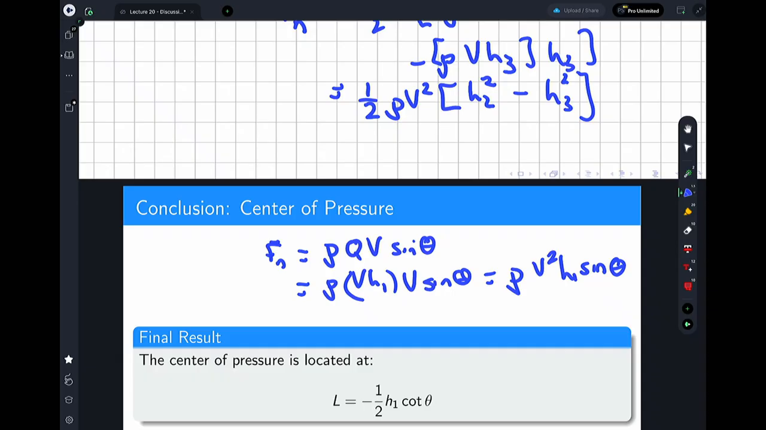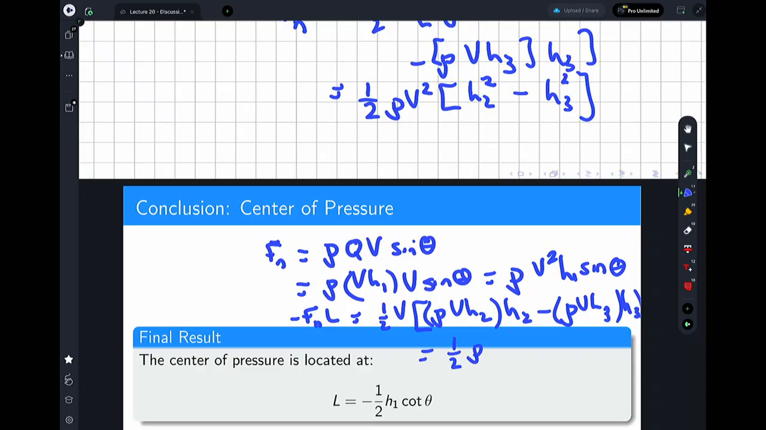So if you have that and you have the other term, you can say Fn L is equal to 1/2 v rho v h2 minus rho v h3, which equals 1/2 rho v squared h2 squared minus h3 squared.